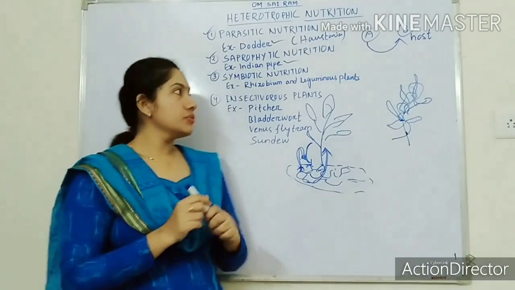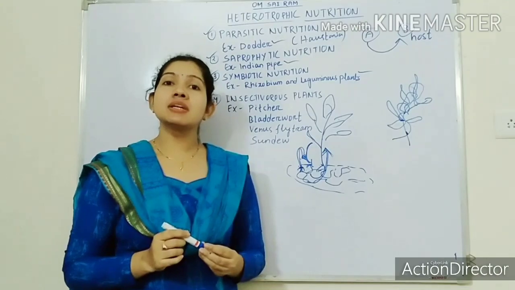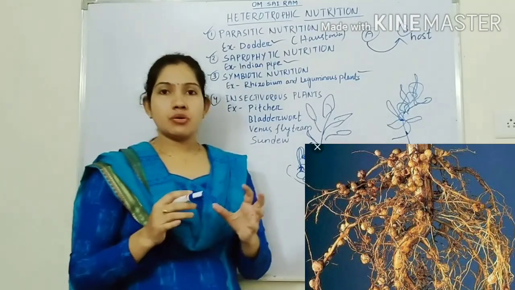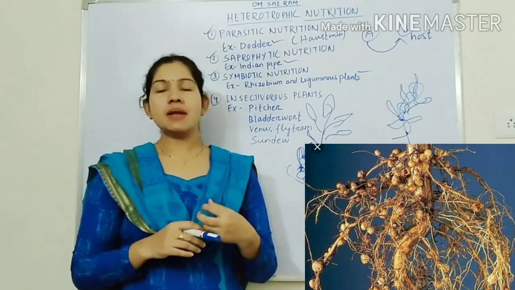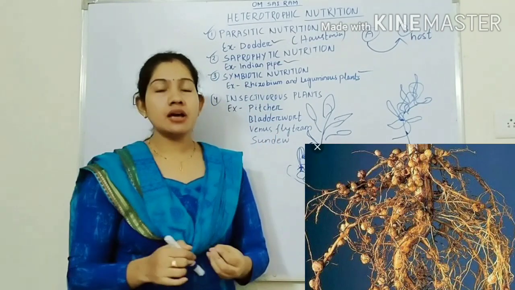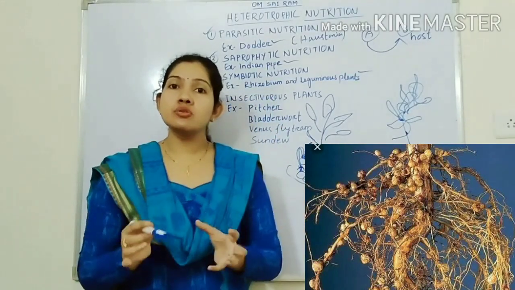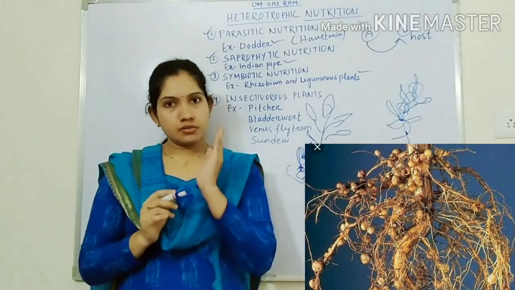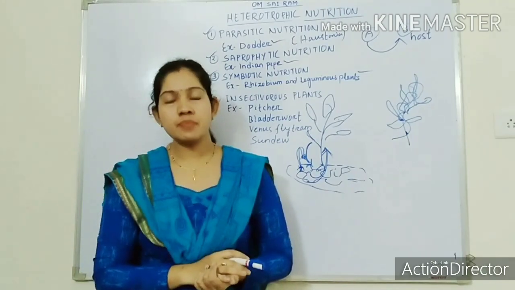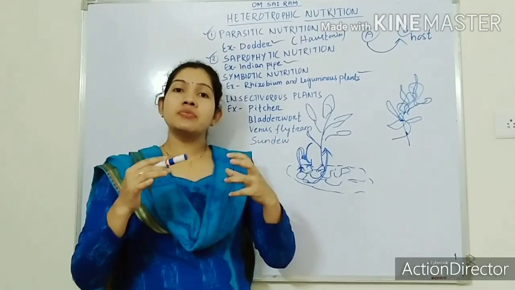If we take some examples, here I have written one example of rhizobium and leguminous plants. Some of the leguminous plants, if you talk about pea, okay, pea is a leguminous plant. So the roots of the leguminous plants contain one bacterium called rhizobium. Okay, rhizobium is a nitrogen fixing bacterium. All about nitrogen fixation we will discuss in detail in the last chapter of chemistry. So this rhizobium helps in the fixation of nitrogen.